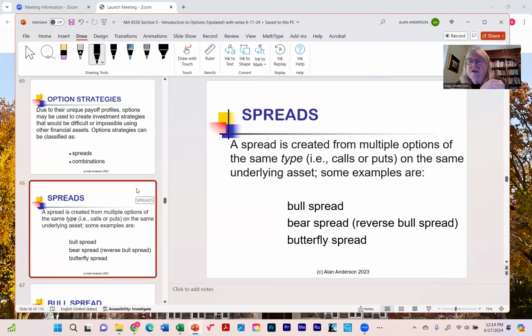But the bull and the bear spread are enabling us to set up a position on the direction of the asset's price. Okay. Now, of course, we'll take the position that makes sense for us. In other words, if you're really optimistic about a stock, you might want to set up a bull spread. If you're pessimistic, you might want to set up a bear spread.